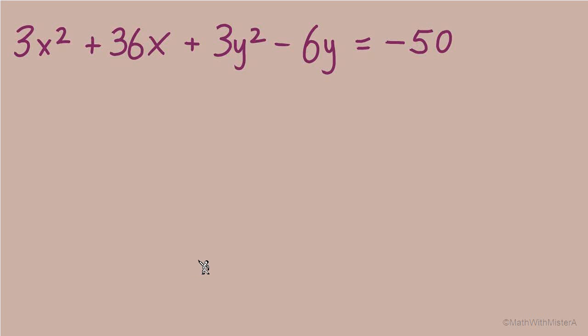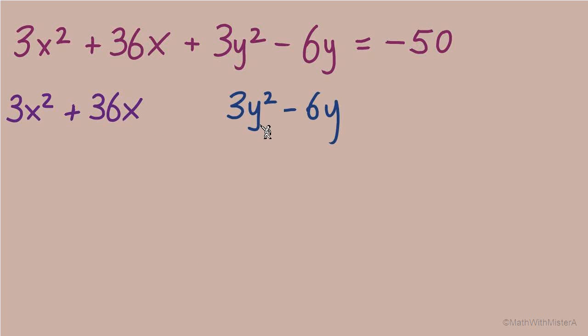So we begin by grouping the x variables separately from the y variables. I'm writing 3x squared plus 36x. I'll leave some space for that constant. Write the 3y squared minus 6y. Leave some space for the constant there. And my negative 50 is here on the right side.